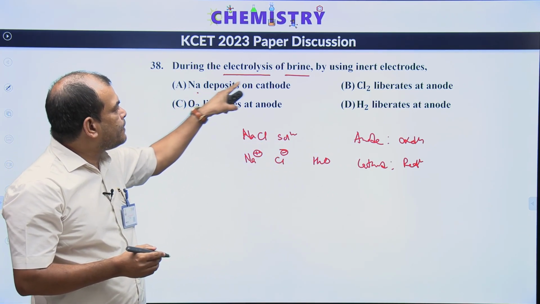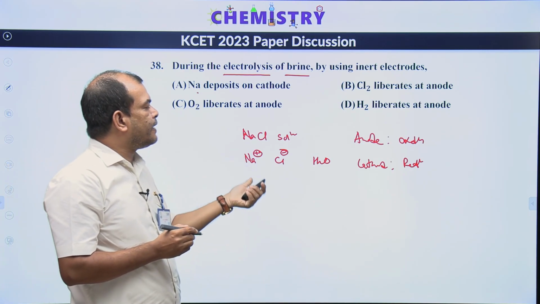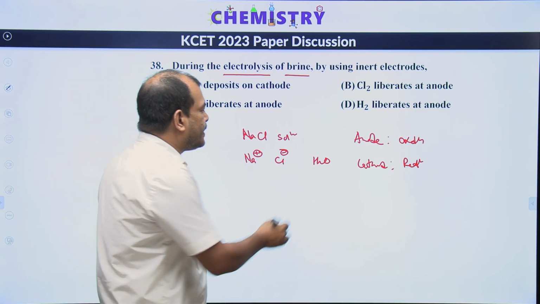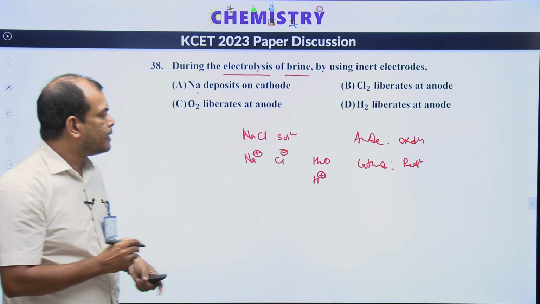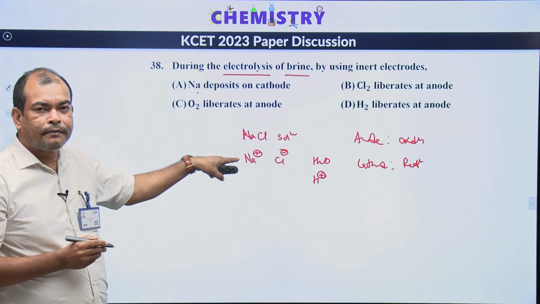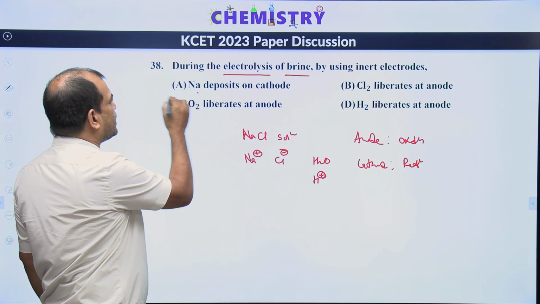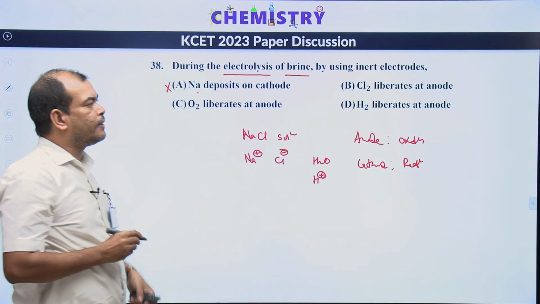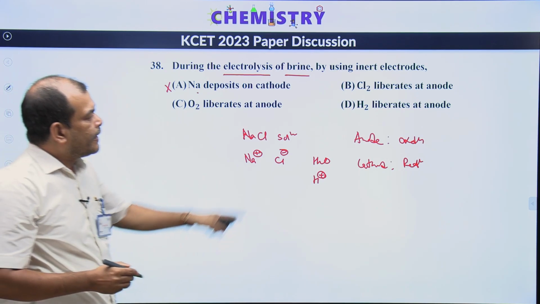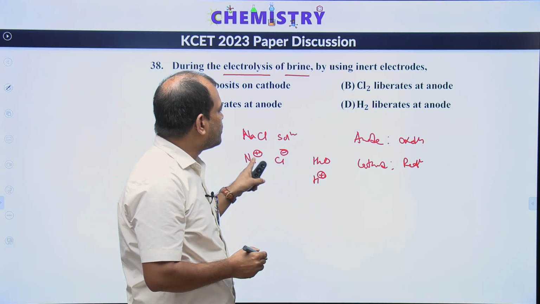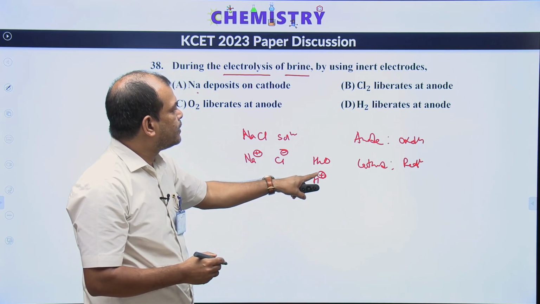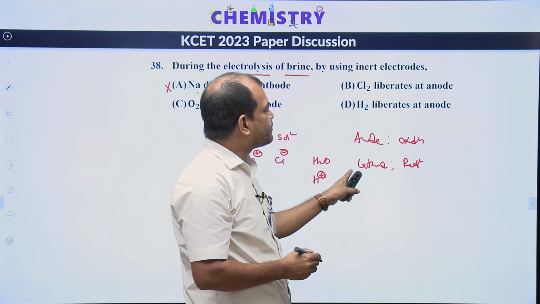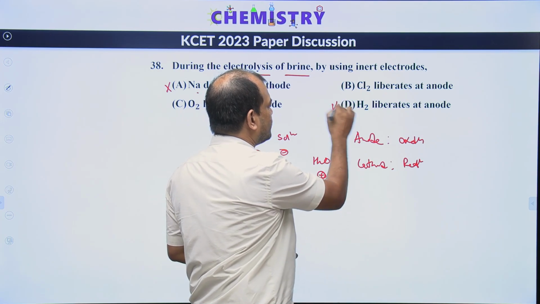First one, sodium deposit in cathode. Yes, there is a possibility for the reduction of sodium, but here there is a possibility for the release of hydrogen also because H plus is there. But sodium is highly electropositive. As sodium is highly electropositive, in aqueous solution it won't deposit, therefore that will be incorrect. Next, hydrogen is liberated. If hydrogen is liberated, yes, hydrogen when it is there, there will be a reduction. Hydrogen should be liberated if it's in cathode, therefore that option is gone, D.